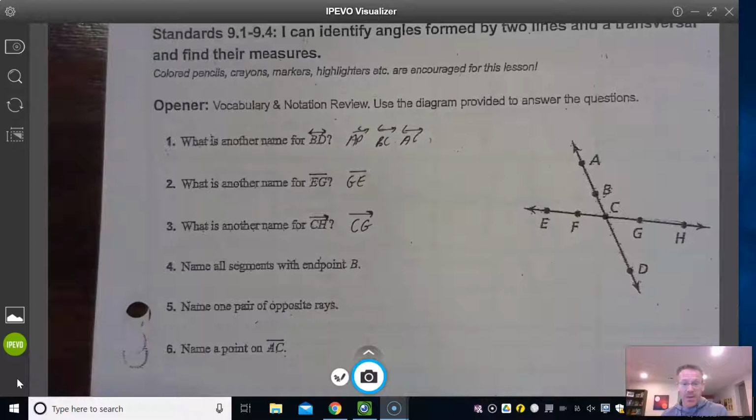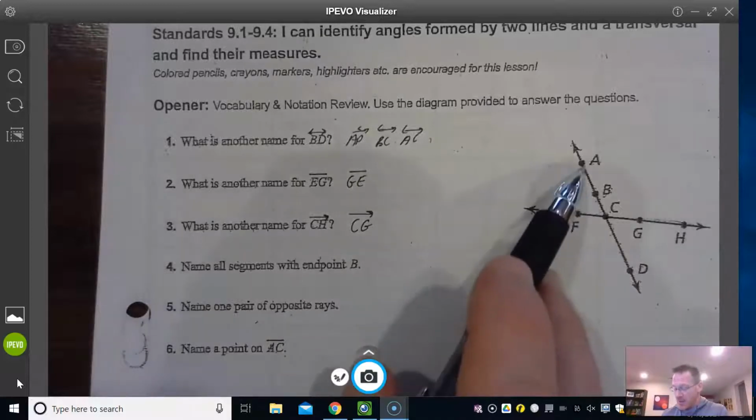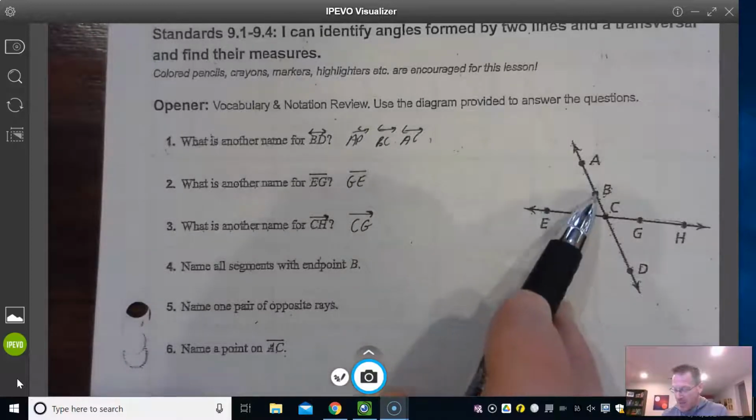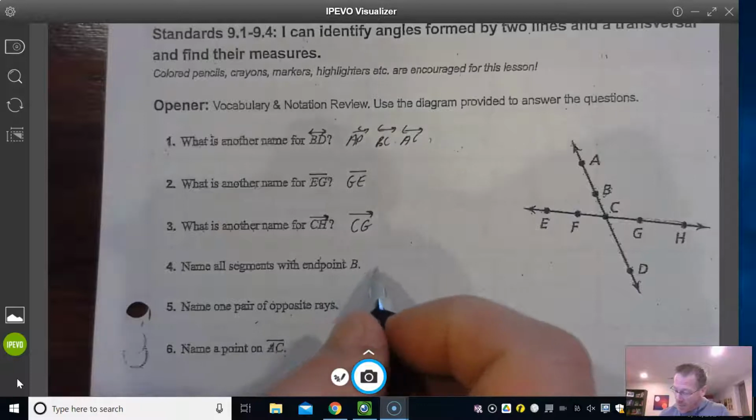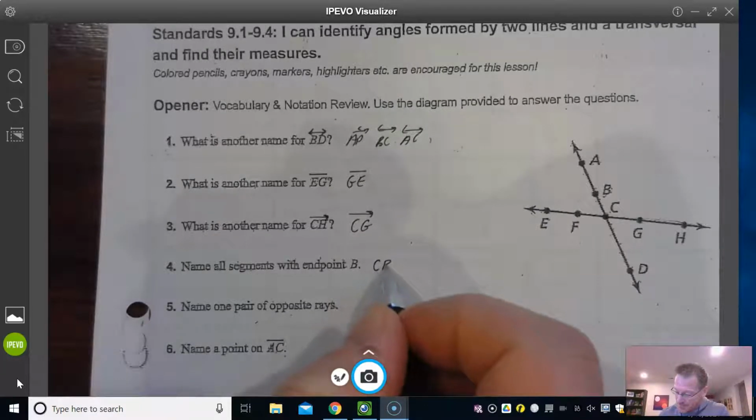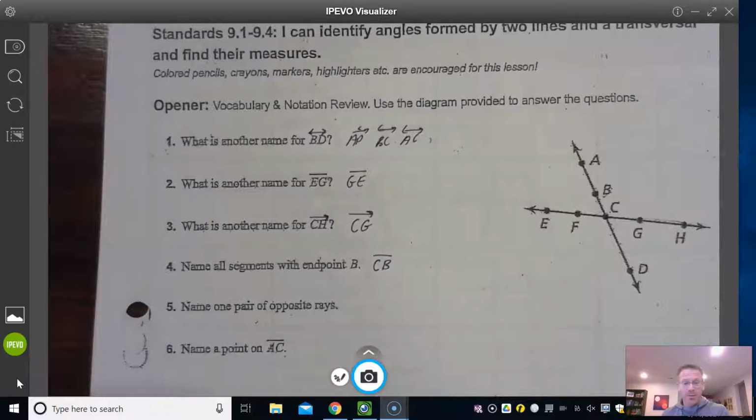Name all segments with endpoint B. That's a lot. So we could do AB, BA, BC, CB, BD, DB. There's a lot of different segments with an endpoint of B.